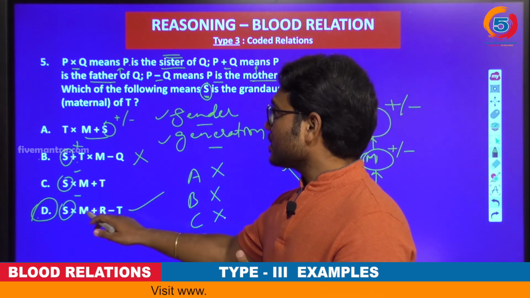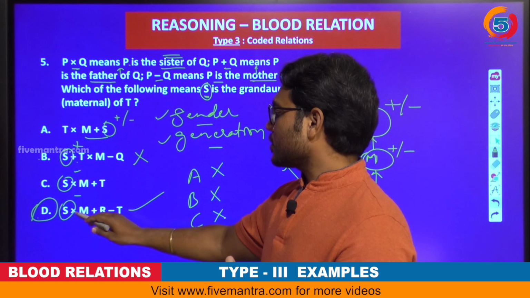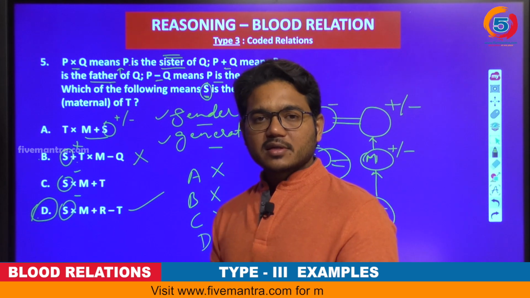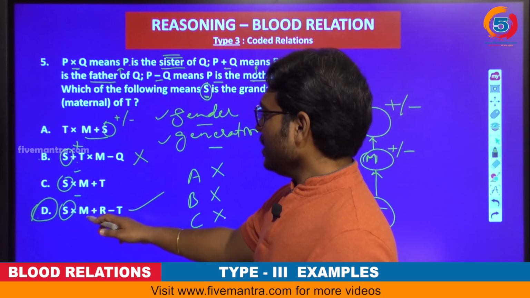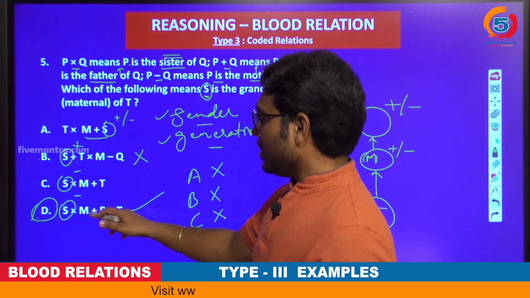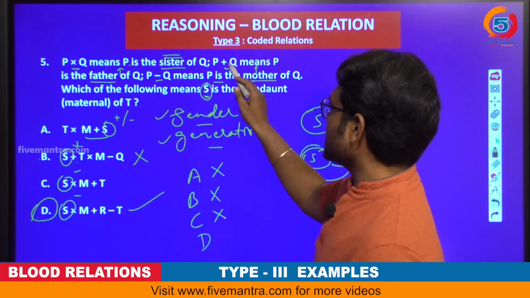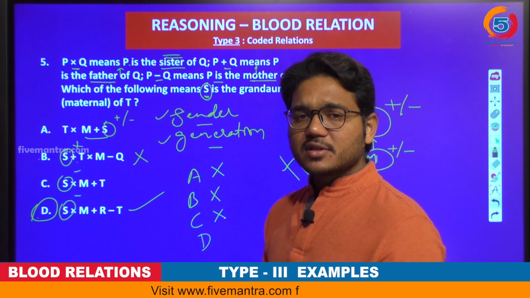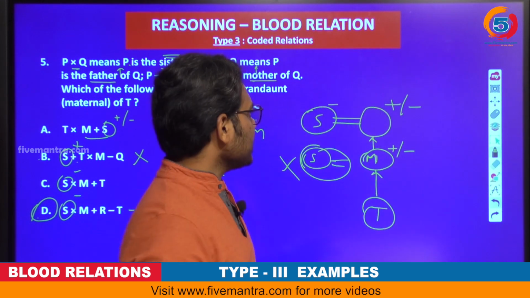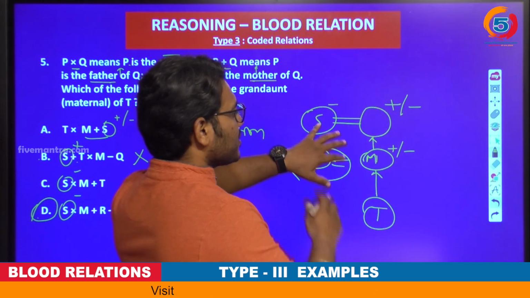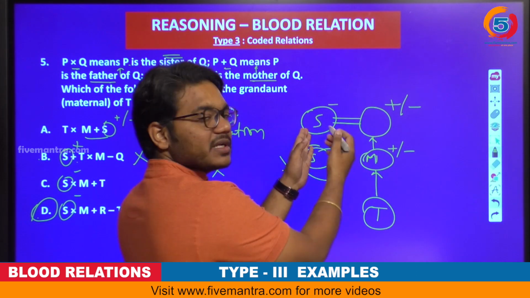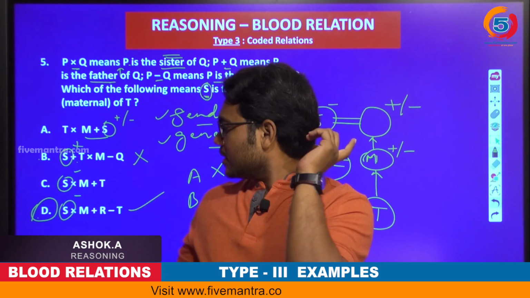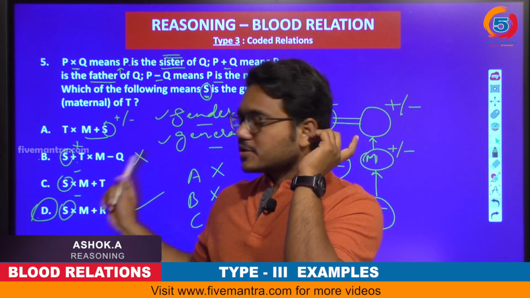S cross M means S is the sister of M. Then M plus R means M is the father of R. So it is obvious that whatever skeleton we have drawn earlier, there is some sibling relationship, which is clear from this. S is the sister of M.